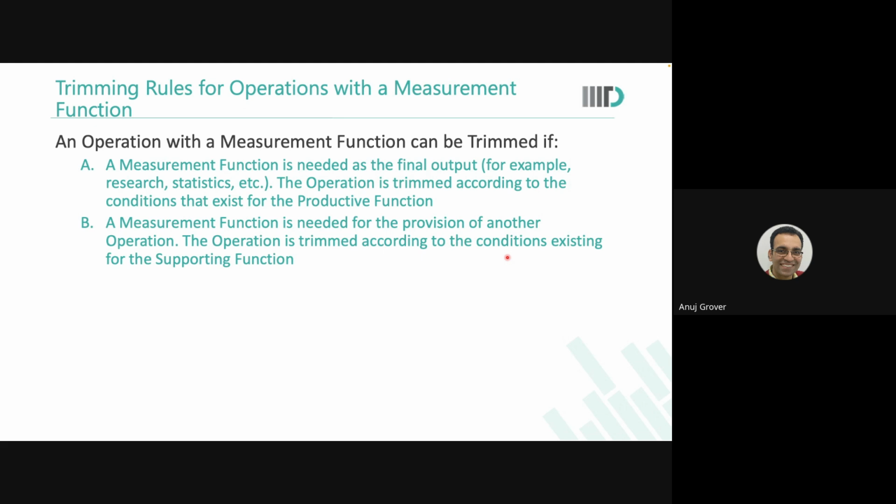For measurement, how do you trim a measurement function? A measurement function is needed as the final output. The operation is trimmed according to the conditions that exist for the productive function. If the measurement function is needed for the provision of another operation, the operation is trimmed according to the conditions existing for the supporting function. Now, an example, it may not be given here in the slide, but I will give you a very interesting example of how one of the measurement functions was trimmed.